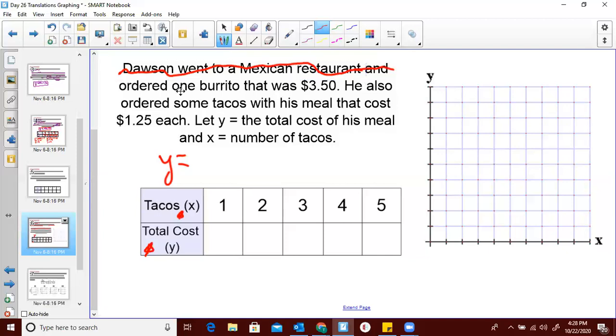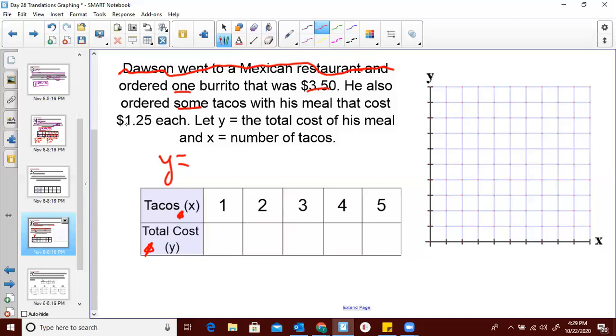Right? Well, I know that he ordered 1 burrito and it was $3.50. He also ordered some tacos, but we don't know how many. See how it says 1 burrito? And then it says some tacos. So we know exactly how many burritos he got, but we don't know how many tacos.